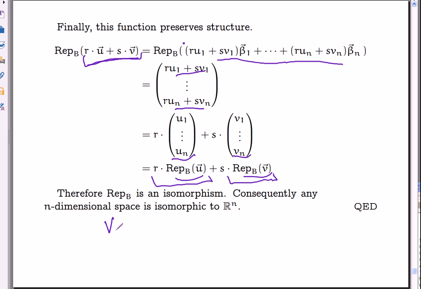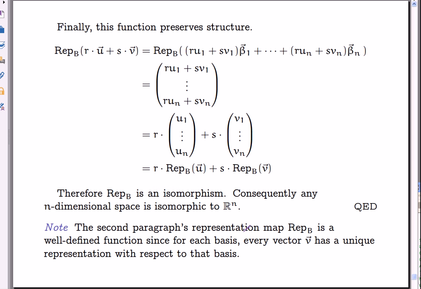So we have, if V is n-dimensional, that it's isomorphic to Rn. And if W is n-dimensional, it's isomorphic to Rn. Right. And because of the transitive property, that means that V n-dimensional is isomorphic to W n-dimensional for any two n-dimensional vector spaces. Okay, the second paragraph's representation map rep B is a well-defined function, since for each basis, each vector has a unique representation with respect to that basis. Okay, that's the point I made earlier before the proof, that in fact we do have a well-defined function.